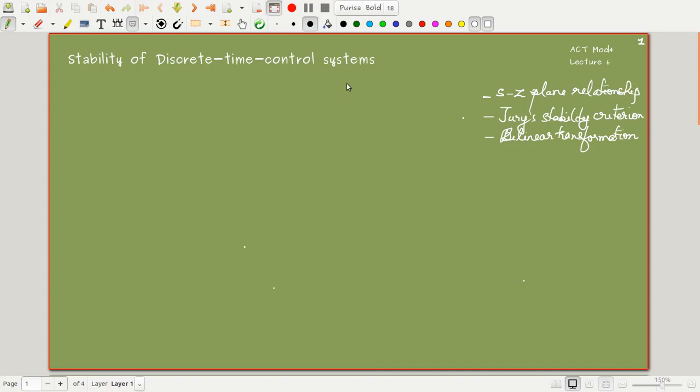Before starting that, let me ask you one or two questions based on what you all know about continuous time systems. We all know that in the continuous time domain, we represent the transfer function of a system in the Laplace domain, right? We write it as H of s in the Laplace domain.